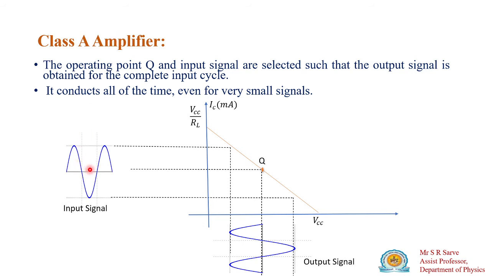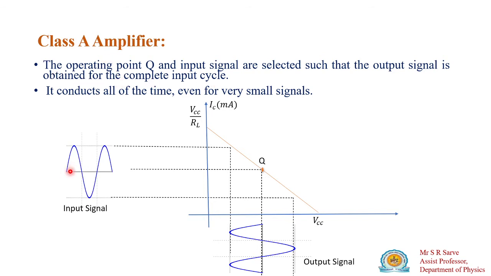This is your load line. This load line is obtained by taking collector current along the y-axis and the voltage across collector and emitter along the x-axis. If you plot the graph, this is your load line. This is the input signal provided to the amplifier, and it amplifies the complete input signal. If you select the operating point in the middle, the operating point and input signal are selected such that output is obtained for the complete input cycle.